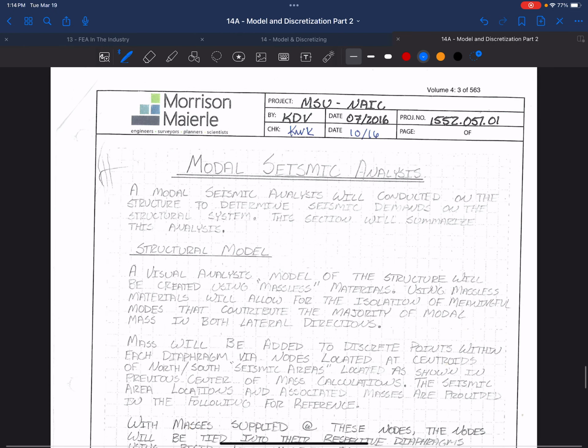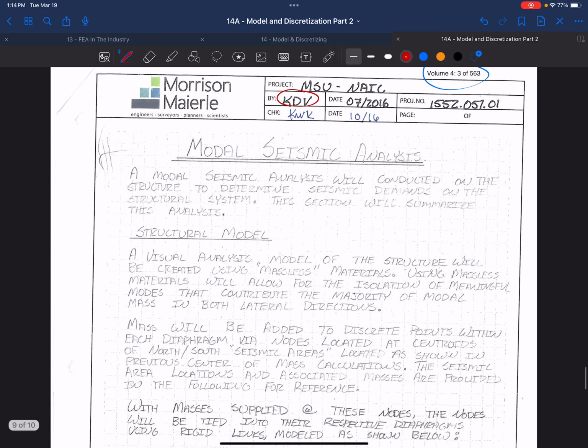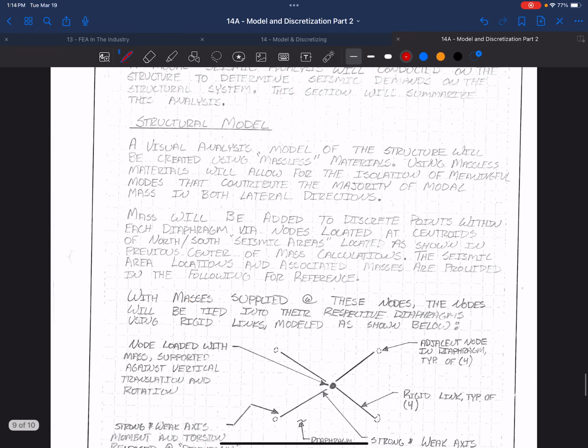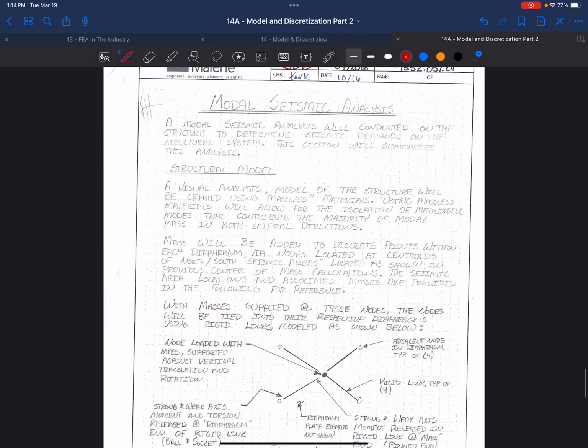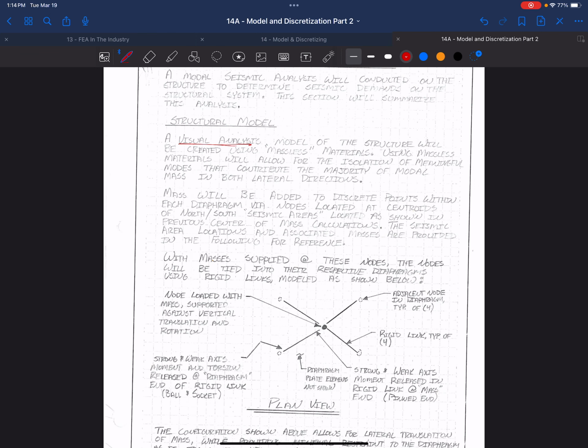So this is just a snippet. And you can see this is volume 4, but only page 3 of 563 of the calculations for Norm Hall, right? So there's a lot of calculations for Norm Hall. And this is just an excerpt that Chris Van Lucien, KDV, that's what that is, copied for me a couple of years ago as just part of what he went through as his description for the structural model, right? Saying a visual analysis model was conducted using massless materials.